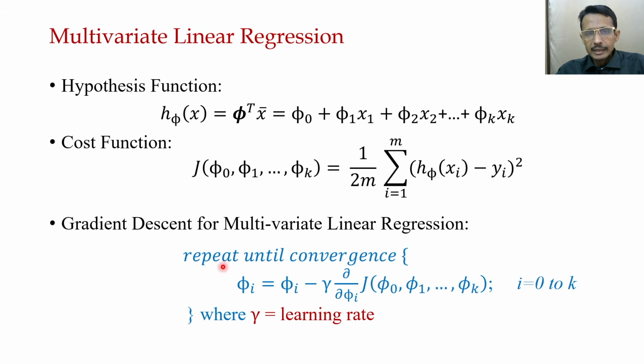Now, if we use gradient descent for multivariate regression, our update term becomes phi j equal to phi j minus gamma times the partial derivative of J with respect to phi j, of phi 0, phi 1, up to phi k, where gamma is the learning rate.